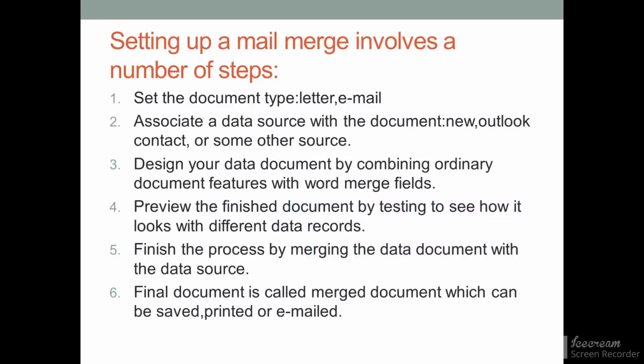Setting up a mail merge involves a number of steps. The first step is set the document type: letter, email. Second, associate a data source with the document: new, Outlook contact, or some other source. Number third is design your data document by combining ordinary document features with Word merge fields. Number four, preview the finished document by testing to see how it looks with different data records. Number 5. Finish the process by merging the data document with the data source. Number 6. The final document is called the merge document, which can be saved, printed or emailed.